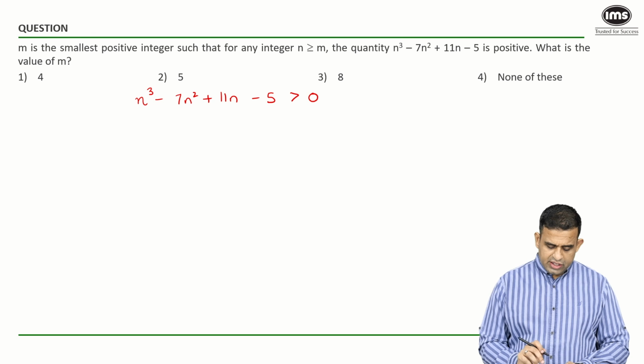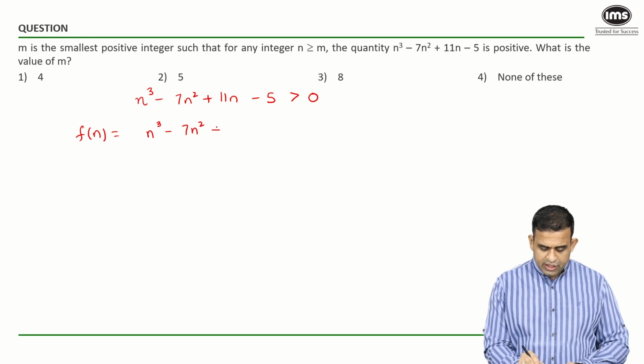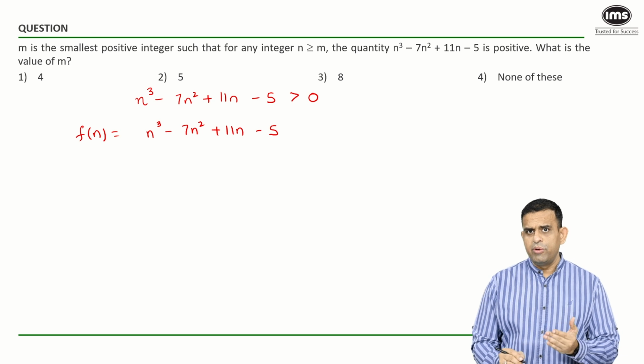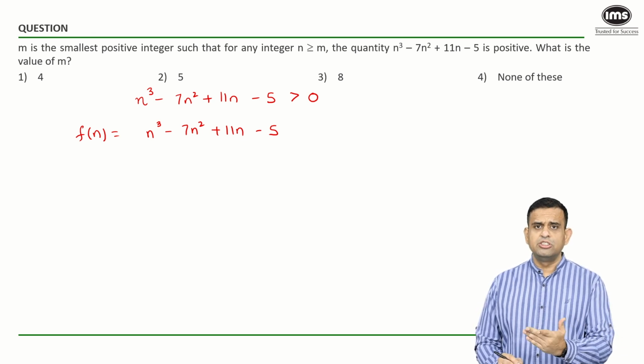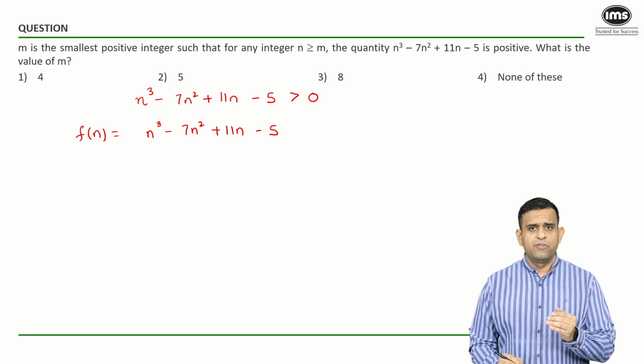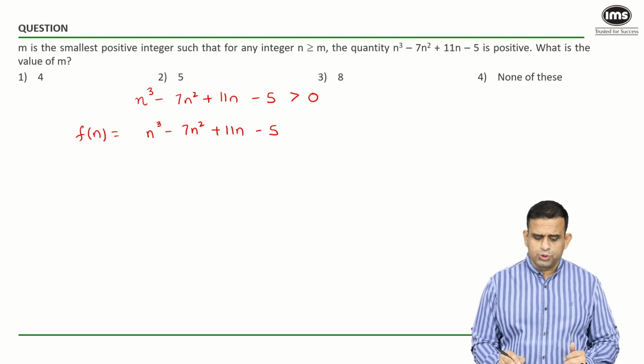So first of all, if I take my function f of n as n cube minus 7n square plus 11n minus 5, what we would normally do is we put n equals to 1 and we see whether we get the function to be equal to 0 or not. If not, we try with minus 1, then 2, minus 2, 3 and so on.